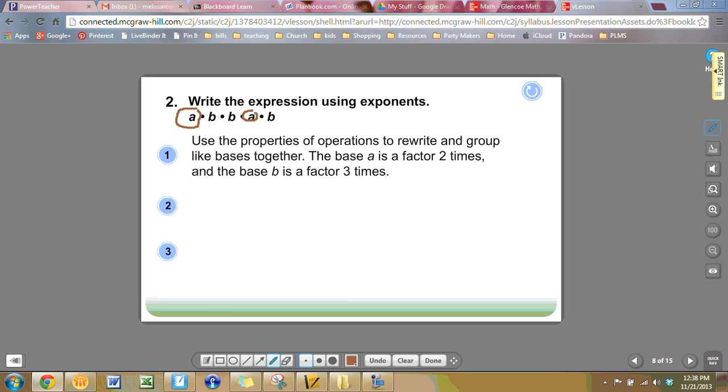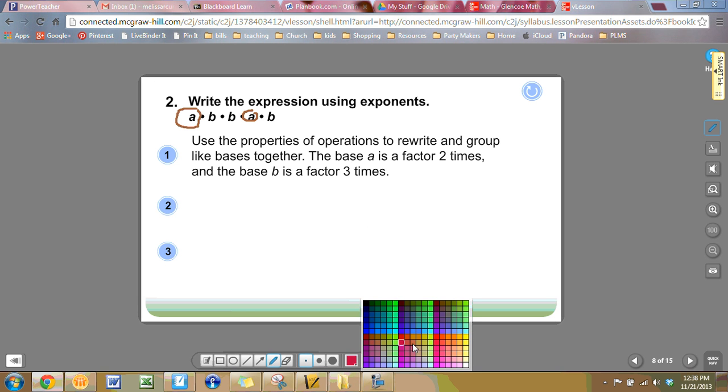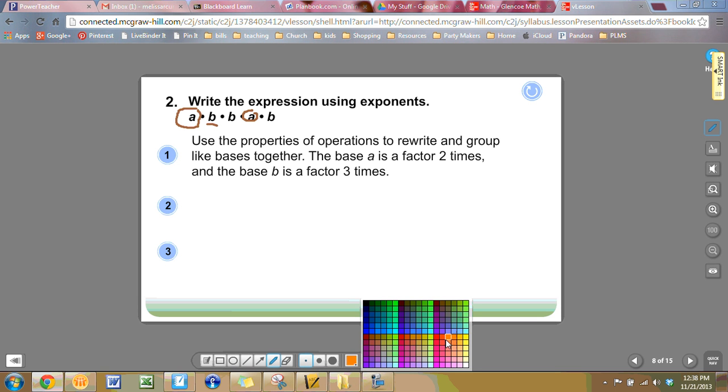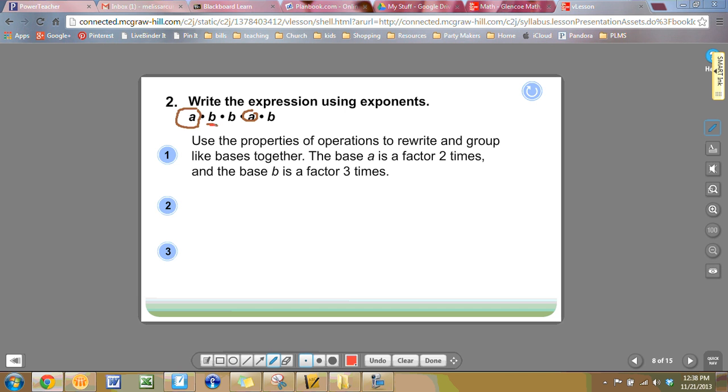So they're not next to each other, but that doesn't matter because remember, multiplication is commutative. I can move them around. It's not a big deal. And then I have 3 B's. 1, 2, 3 B's. So I'm going to have a base of A, and there are 2 A's. And then I have a base of B, and there are 3 B's.